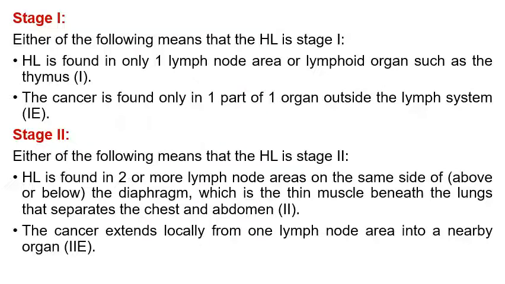Then stage 2. Again, either of the following means that the HL is stage 2. Lymphoma is found in two or more lymph node areas on the same side of the diaphragm, either above or below the diaphragm, the muscle beneath the lungs that separates the chest and abdomen. Or the cancer extends locally from one lymph node area into a nearby organ. That is stage 2E, because an organ outside of the lymphoid system is affected. In that case, it is termed stage 2.